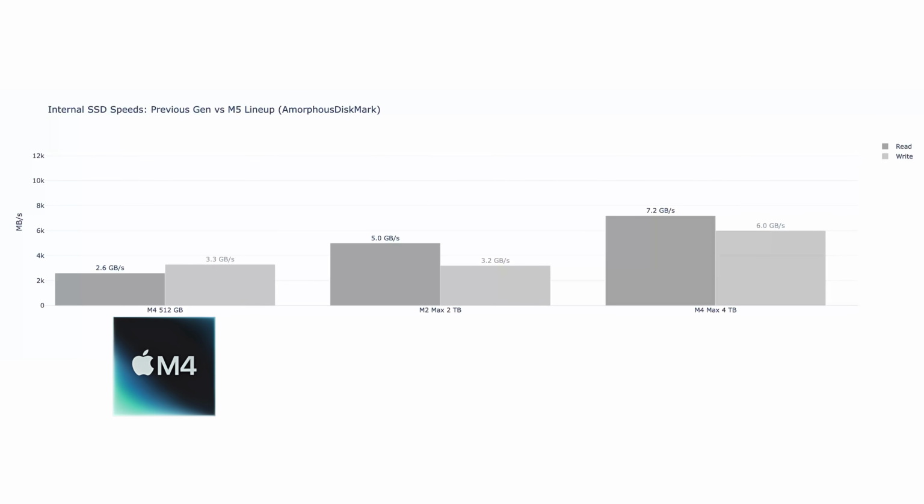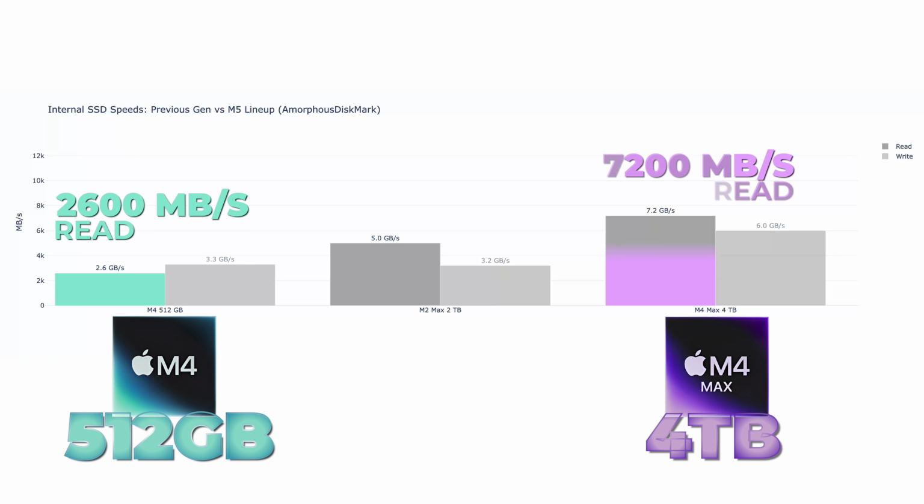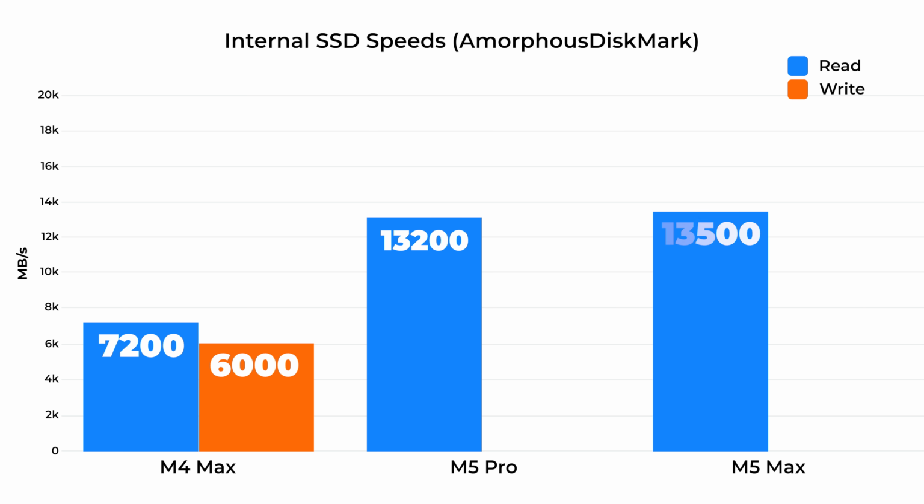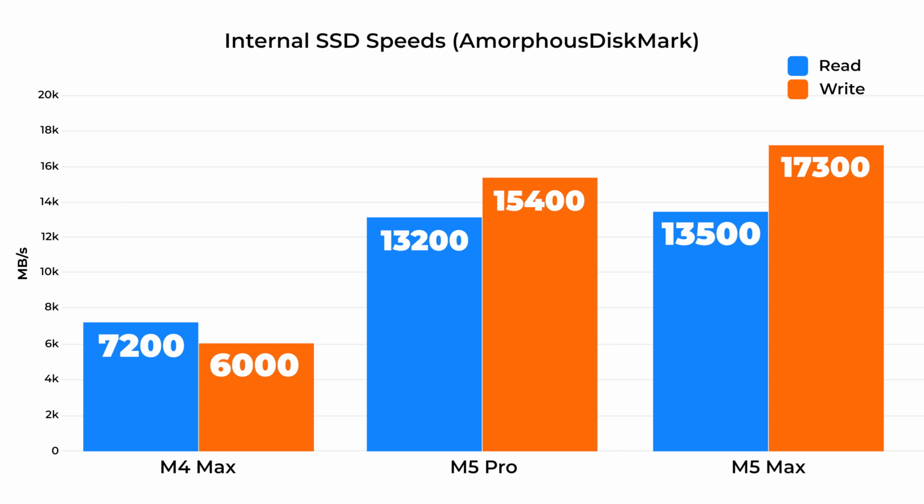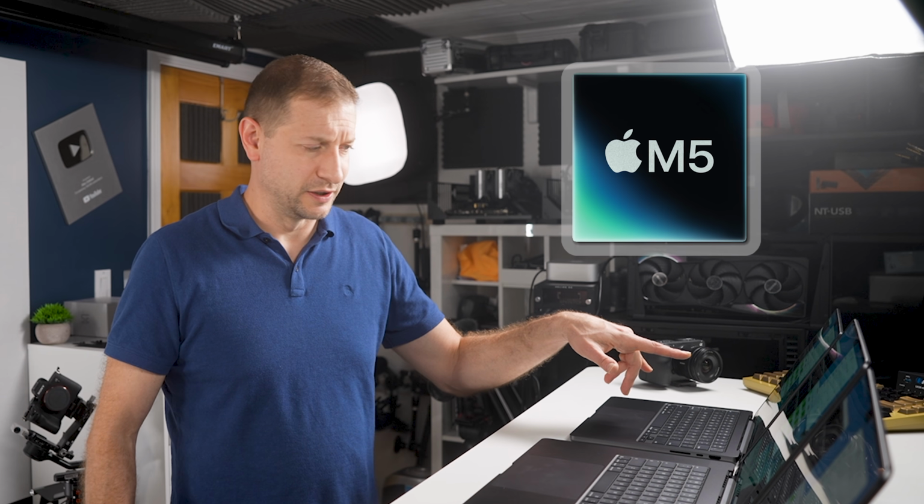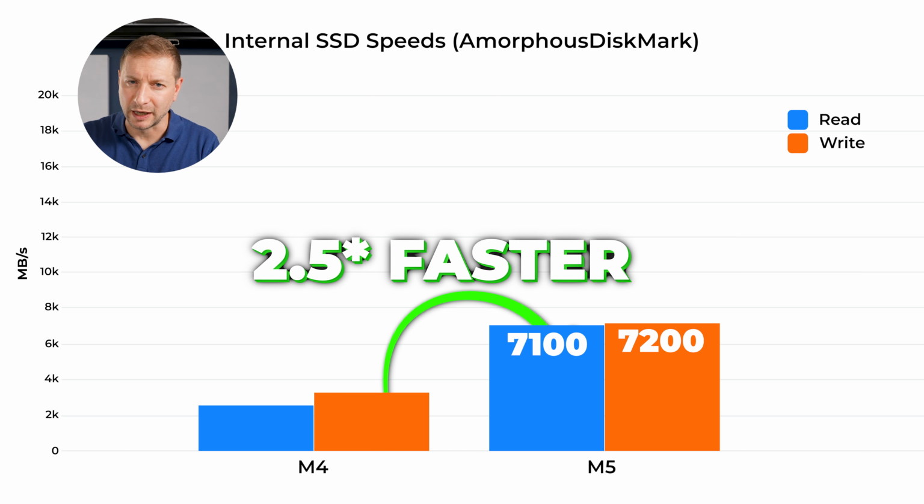For reference, the M4 at 512 gigs did about 2,600 megabytes per second read. The M5 Max at 4 terabytes, 7,200. Now the M5 Pro and Max, 13,200, 13,500. And for write, 15,400 and 17,300. That's roughly double what the M4 Max did. That's PCIe Gen 5 at work. M5 is no slouch either. That's like 2.5 times faster than M4. But is that what real file operations look like?